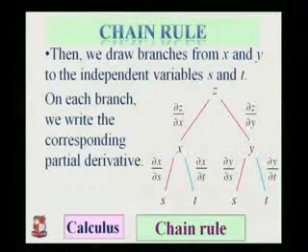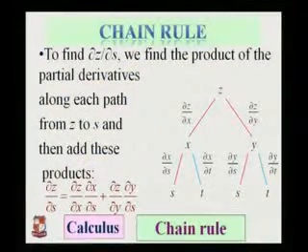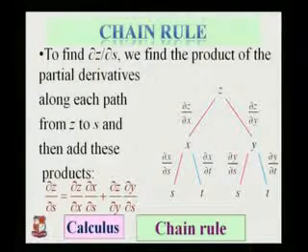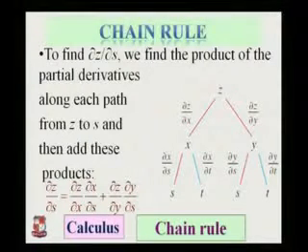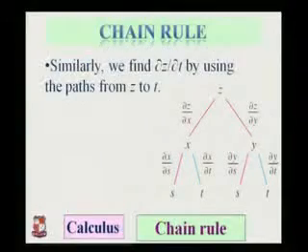So we have these branches, and according to the required derivative, we multiply along the branches and add, and we get our answer. Suppose we want del z by del s. So we are taking only the branches for s. First del z by del x into del x by del s, plus del z by del y into del y by del s. So that we are getting our answer. Same thing we can find for del z by del t also. So that is on the screen.